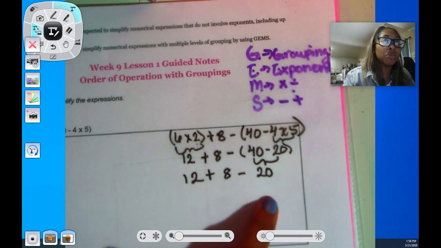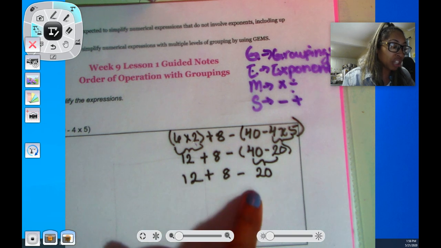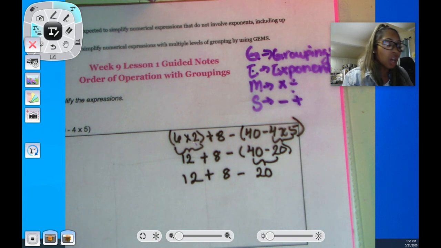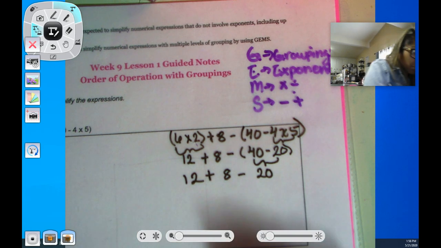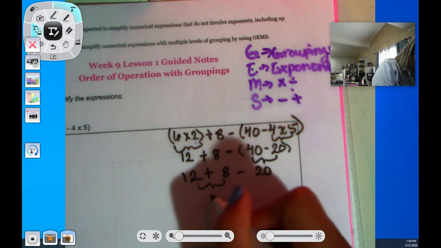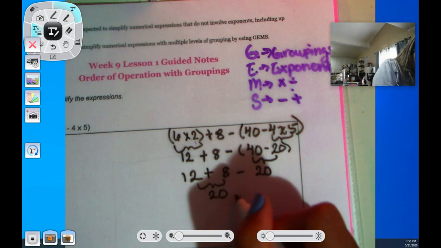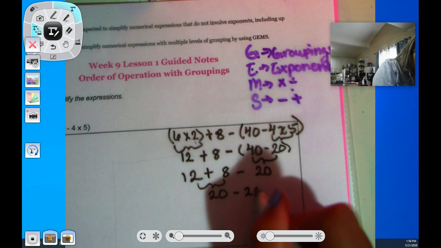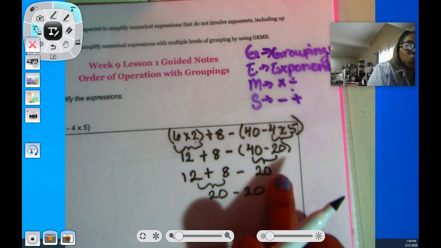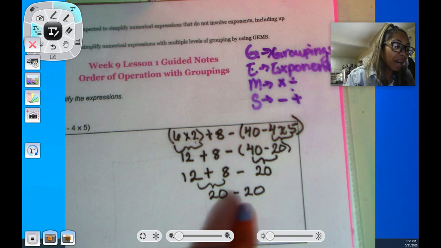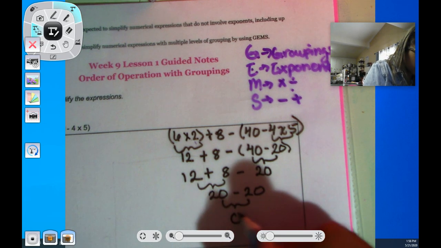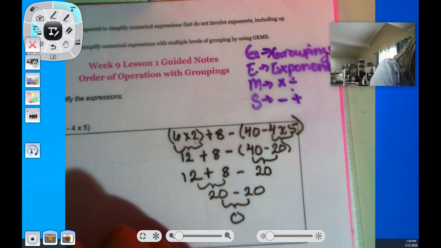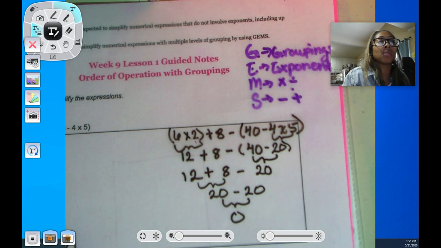So now we just see addition and subtraction. We have to do what we see first. So addition comes first. That's the one we're going to do first. So we have 12 plus 8. That gives us 20. And now I'm going to bring down everything else, which is the minus sign and the 20. So now I have 20 minus 20. We're ready for subtraction. That gives us a difference of 0. So our final answer for problem A is going to be 0.